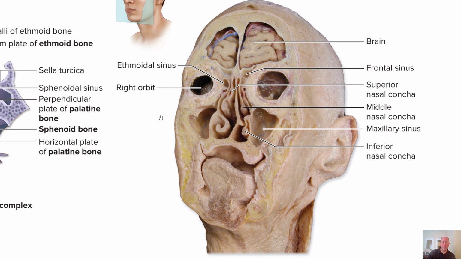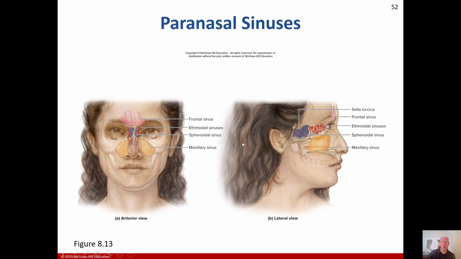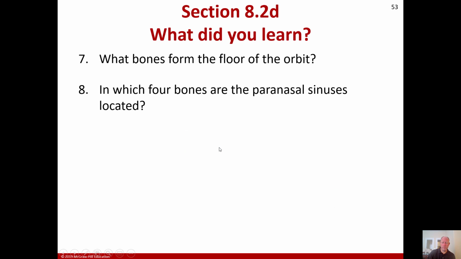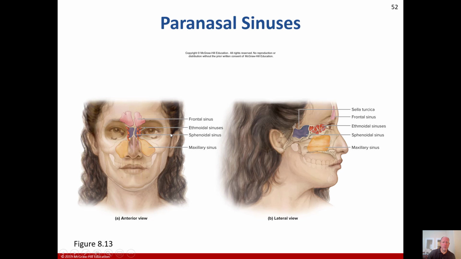And looking basically at a cadaver now, the ethmoidal sinus here, right orbit, brain, right cerebrum up here, and then the frontal sinus here, superior nasal concha right there, the middle nasal concha here, and then the maxillary sinus and the inferior nasal concha. That being a coronal cut, of course.